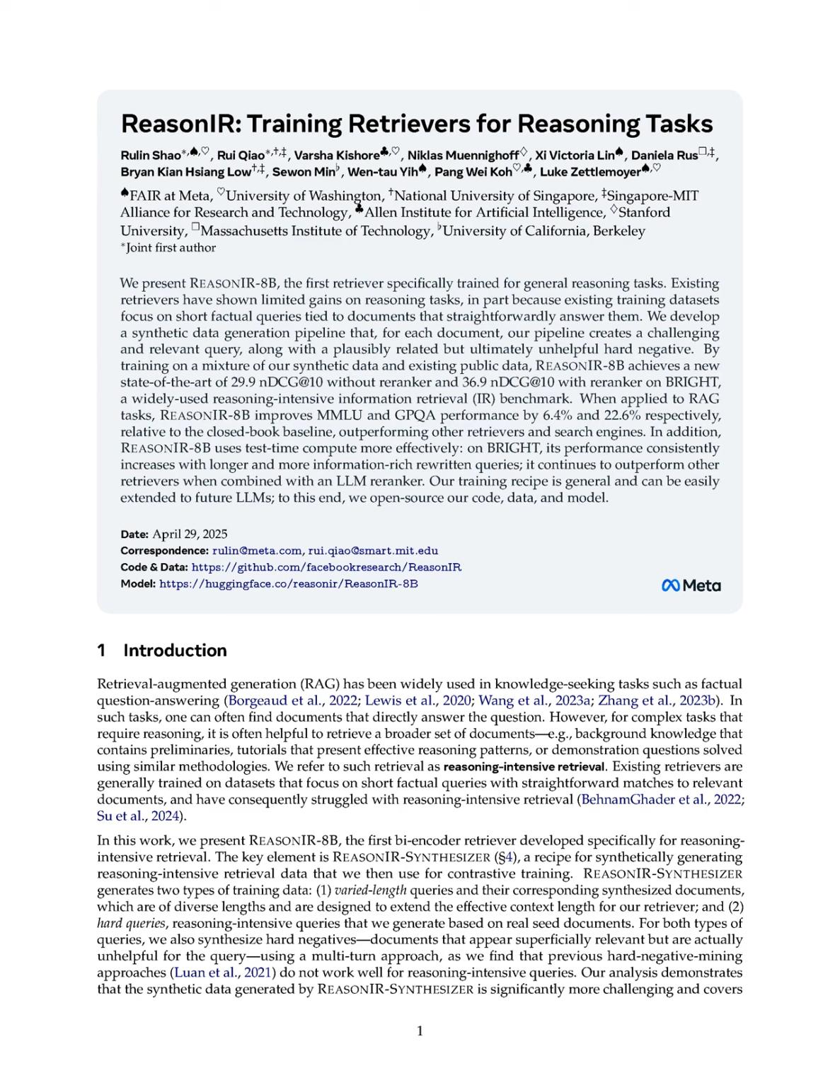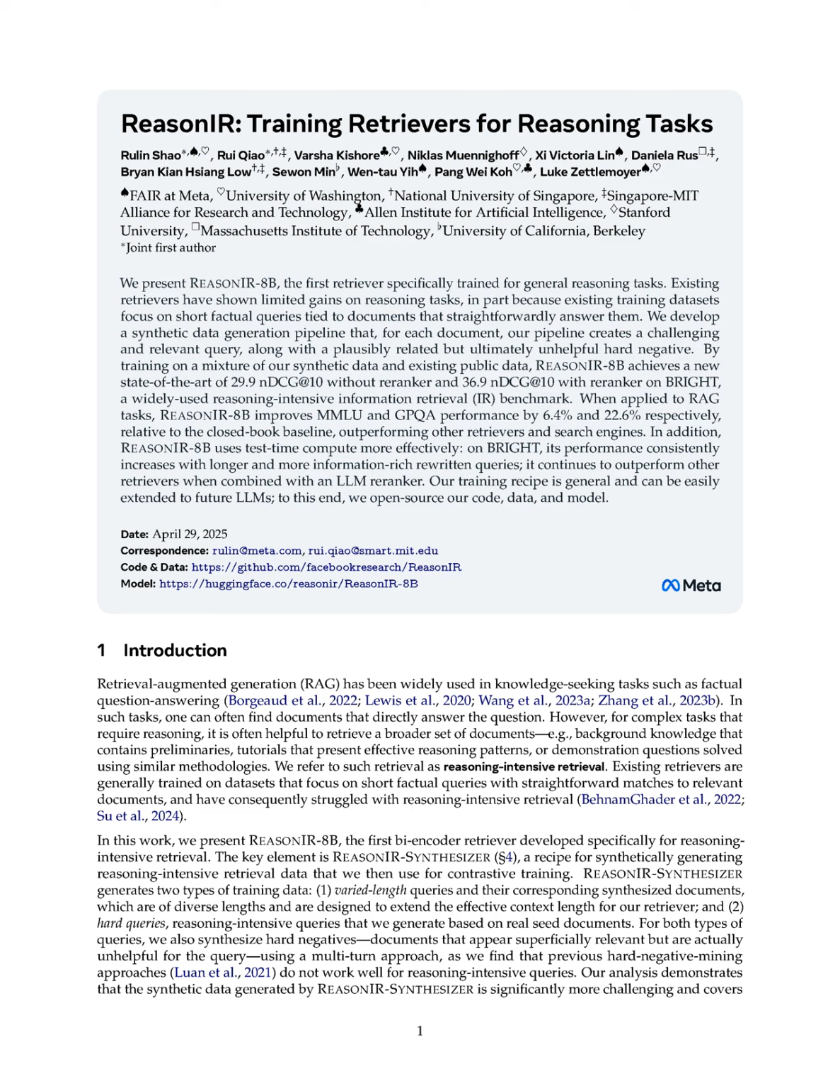Traditional retrieval approaches typically focus on short, factual queries that can be matched directly to relevant documents, often resulting in poor performance on longer, more complex queries that characterize reasoning tasks. In contrast, ReasonIR 8B utilizes a novel training approach through ReasonIR synthesizer, which generates varied-length queries and hard queries based on real documents, along with hard negatives that are specifically designed to be misleading yet superficially relevant.